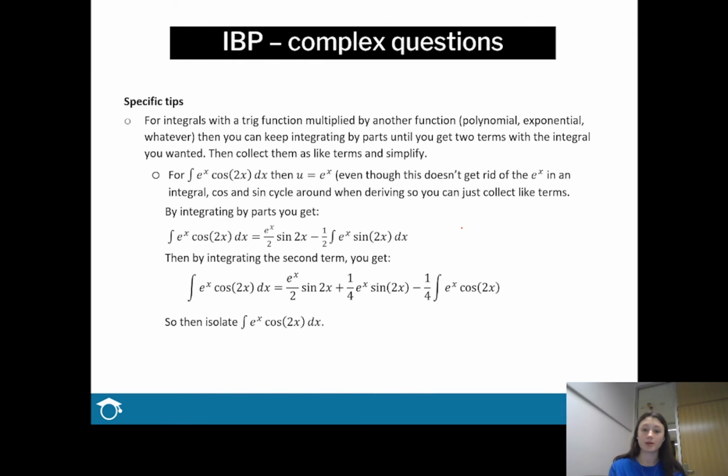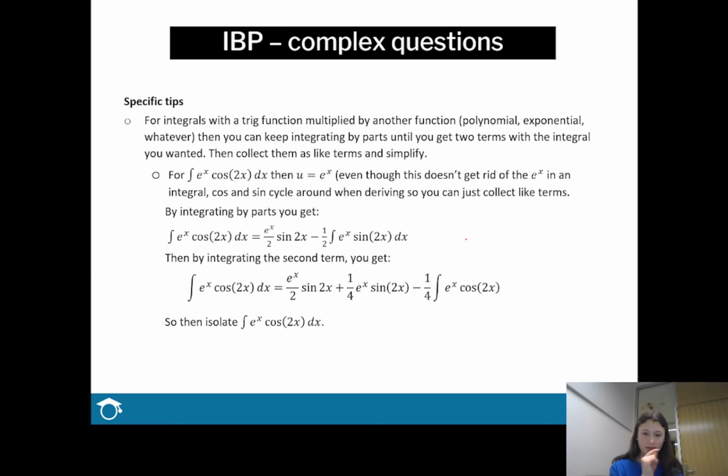So by letting u equal e to the x and doing integration by parts one time, we're going to get this part down here: the integral of e to the x cos 2x is equal to e to the x on 2 sine 2x, take a half of the integral of e to the x sine 2x.